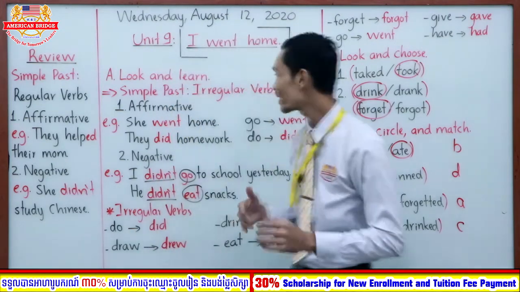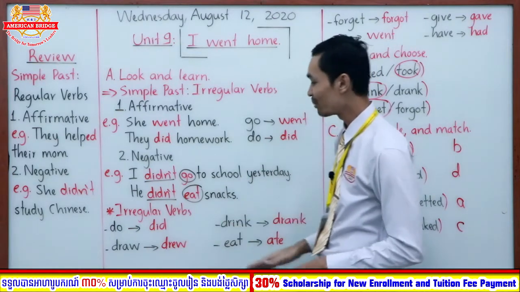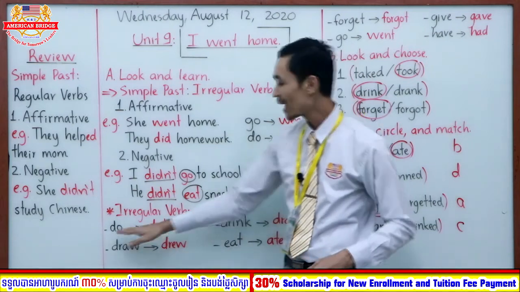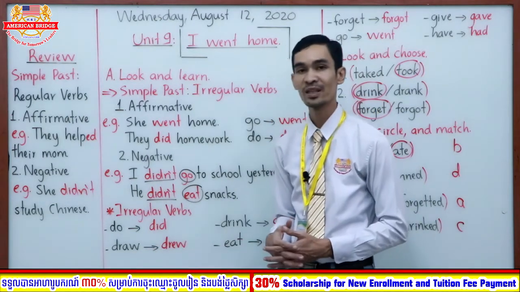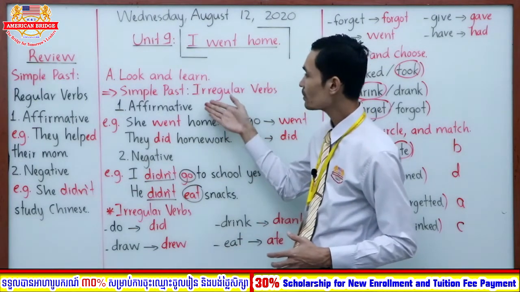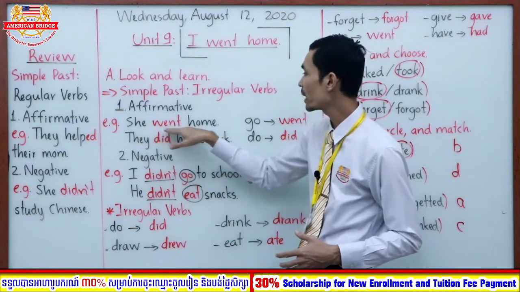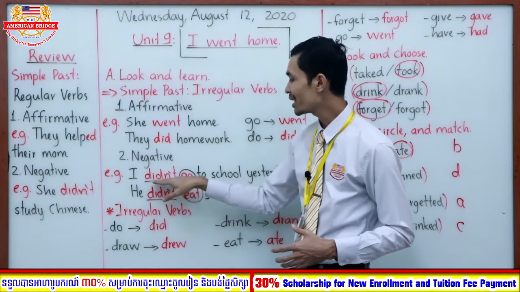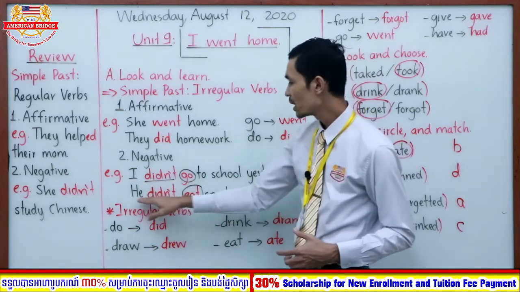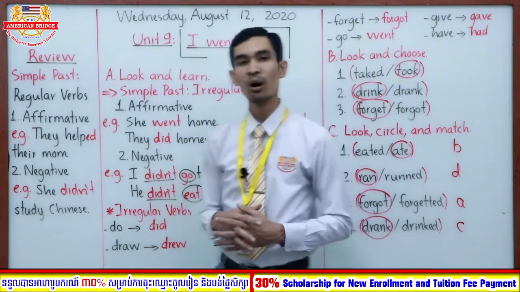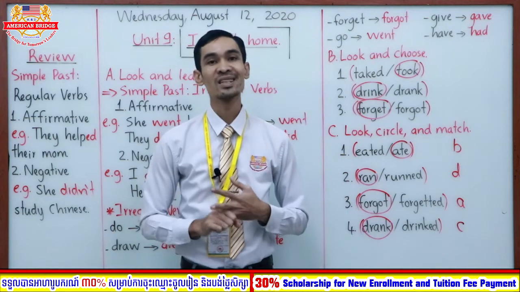Before we finish our session, I would like to review again. In Unit 9, we focus on simple past irregular verbs. I would like you to remember all of these irregular verbs: do changes to did, drink to drank, draw to drew, eat to ate. We have 2 different forms, affirmative and negative. In affirmative, you use subject plus past form of verb. She went home. They did homework. In negative, you use subject plus didn't plus base form of verb. I didn't go to school yesterday. He didn't eat snacks. I hope you can remember all irregular verbs and use them in the affirmative and negative very well.